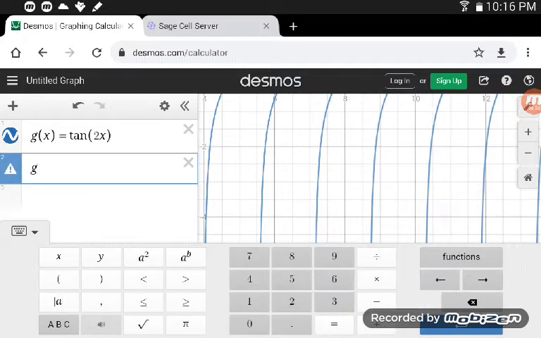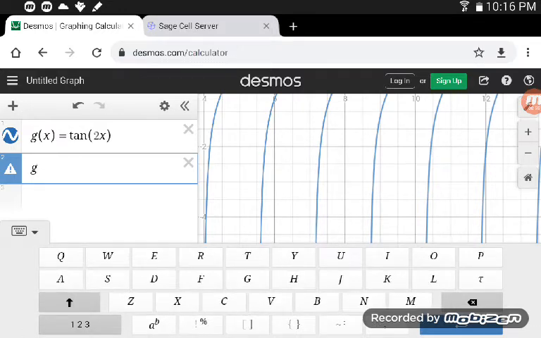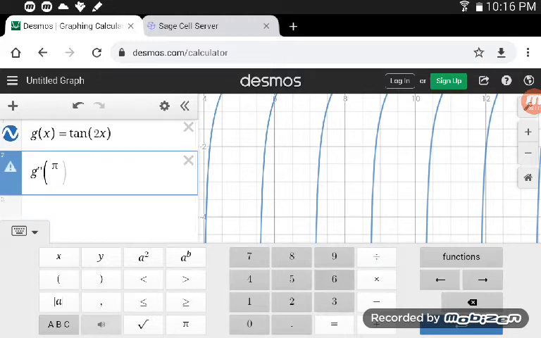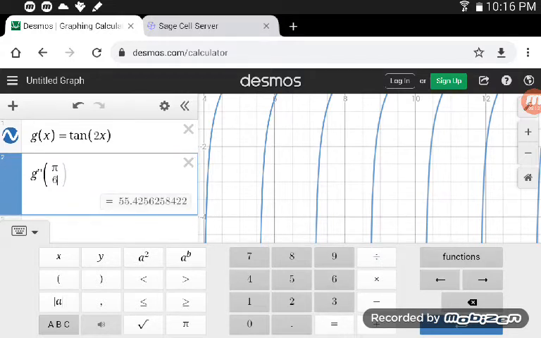Okay, double prime. There's 2 primes. Now we go here, g double prime of pi over 6. So pi divided by 6, and we'll close that off. So 55.425, is that what we got?